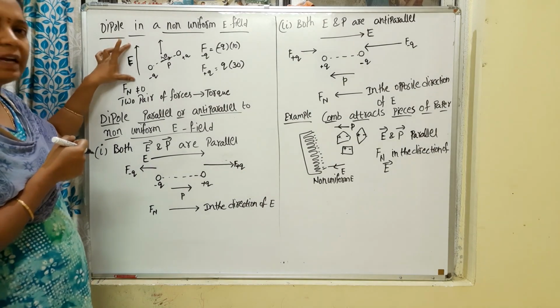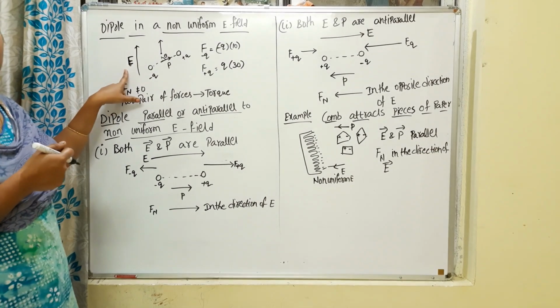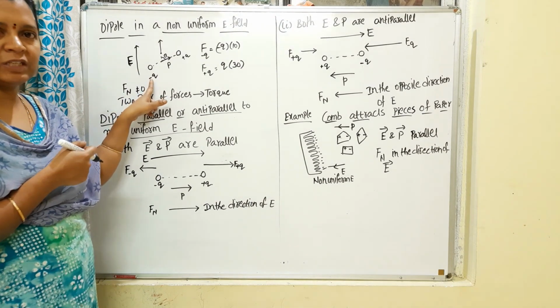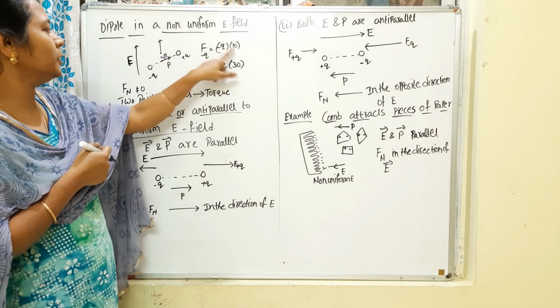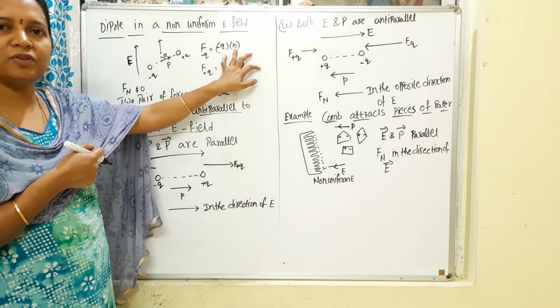So if we have an increasing electric field, and a dipole is kept in this increasing electric field, the force experienced by the minus q charge is nothing but minus q into, let us say at this point, the electric field magnitude, I am considering it as 10 units.